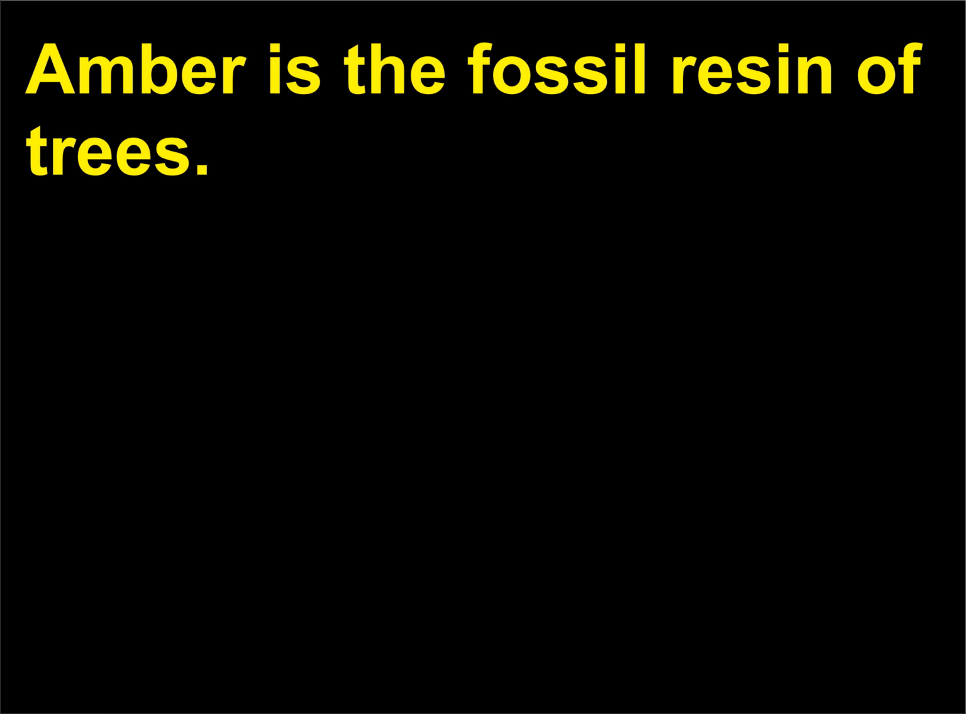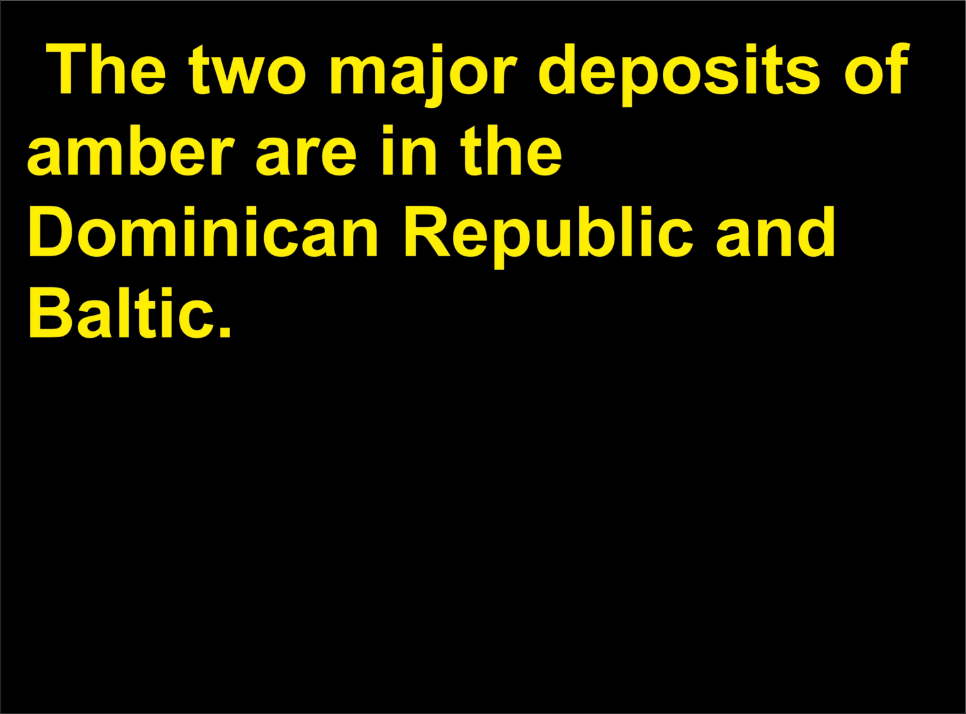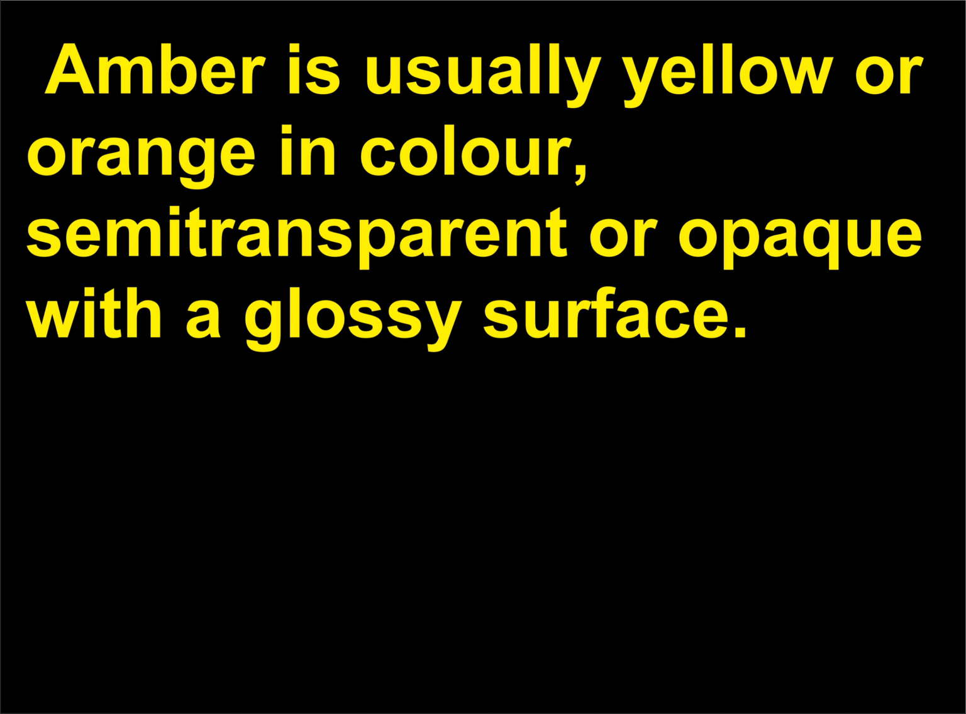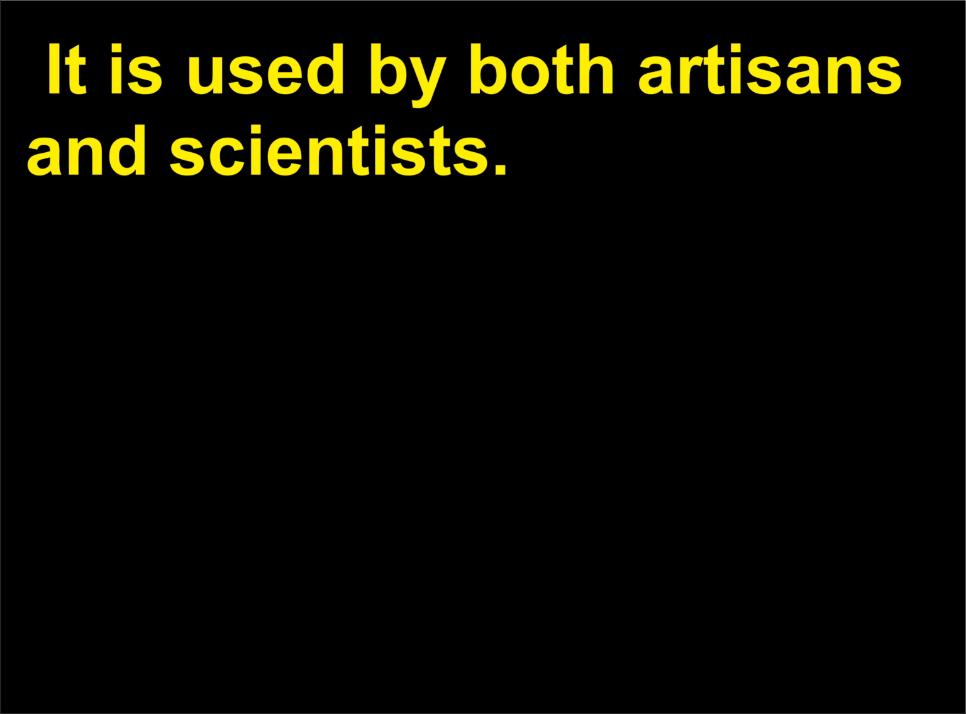What is amber? Amber is the fossil resin of trees. The two major deposits of amber are in the Dominican Republic and the Baltic. Amber came from a coniferous tree that is now extinct. Amber is usually yellow or orange in color, semi-transparent or opaque with a glossy surface. It is used by both artisans and scientists.